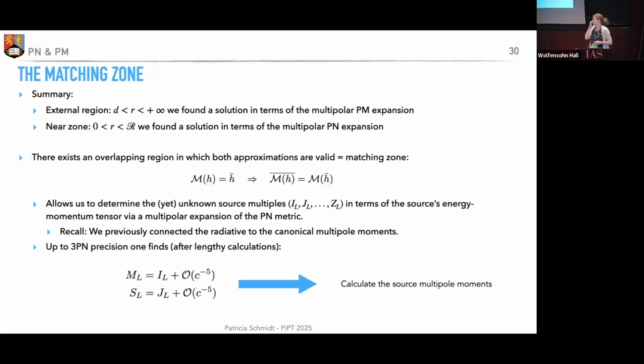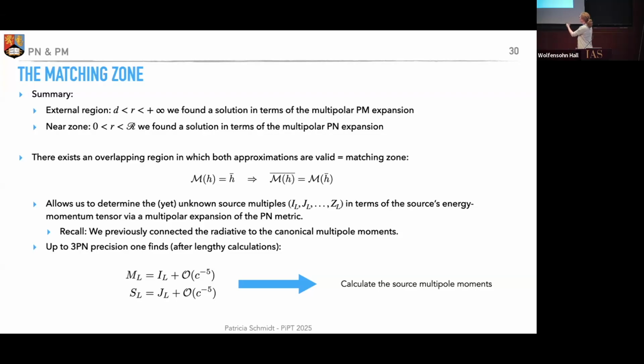And so we do this through this matching procedure, where one formally says the multipolar expansion of my metric in the exterior zone, this was our post-Minkowski approach, equals my post-Newtonian expansion in the near zone. So this was this green region where we say, okay, both of these approaches are valid here. So I should be able to stitch them together to work out what some of these functions are that we haven't fully been able to specify just yet. And that's exactly what happens.